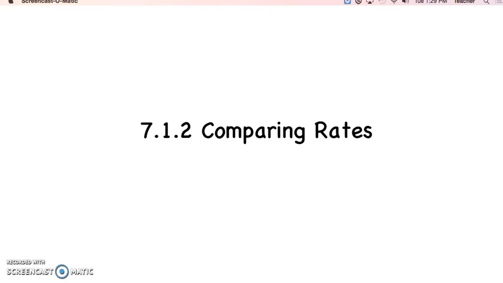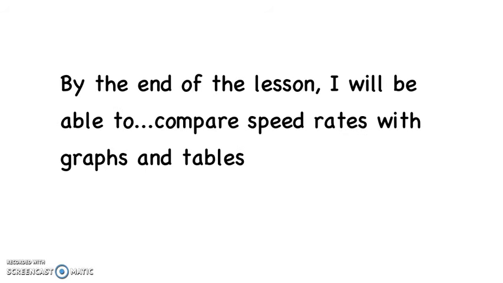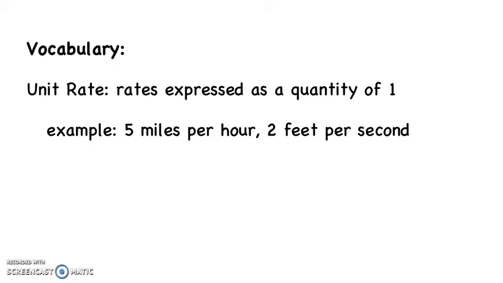7.1.2 Comparing Rates. By the end of the lesson, I will be able to compare speed rates with graphs and tables. Here's some vocabulary I'd like you to write down. Unit rate is a rate, or rates expressed as a quantity of one. So for example, 5 miles per hour and 2 feet per second.